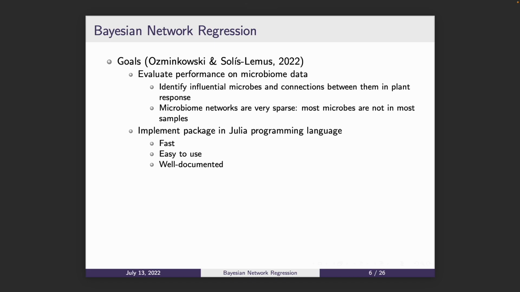And that's where our project begins. We wanted to evaluate the performance of this model on microbiome data. We aim to identify influential microbes and connections between them in some relevant response, generally plant or human. Unlike the brain application, microbiome networks are very sparse. Most microbes are not in most samples. We've also implemented the package for running this analysis in the Julia programming language, which is fast, easy to use, well documented, and currently available.